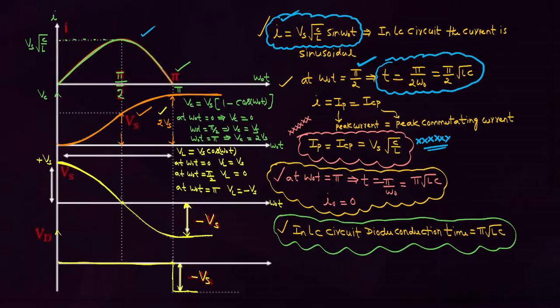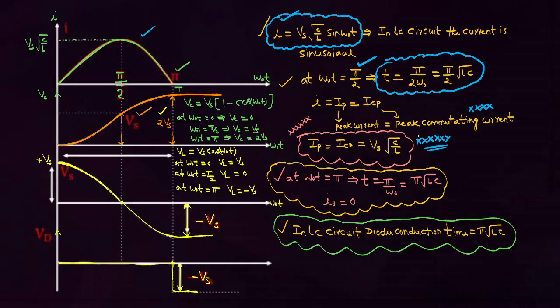In an LC circuit, what is the peak current? This peak current is also called peak commutating current. Why is the peak current also called peak commutating current? Because in commutation circuits, the LC elements we are using are commutating elements. That's why whatever the LC circuit peak current is, that current is also called peak commutating current.